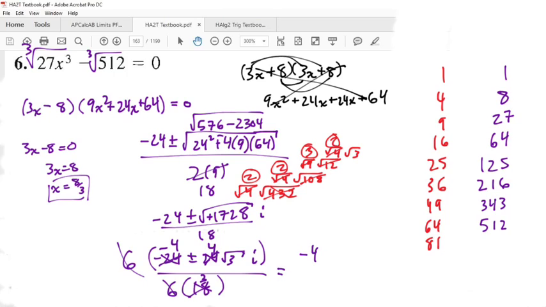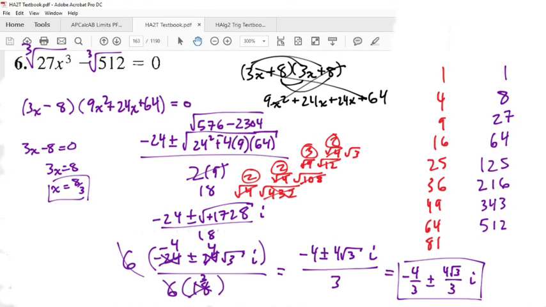So we have negative 4 plus or minus 4 rad 3 i, divided by 3. So your final answer in standard form is going to be negative 4 over 3 plus or minus 4 rad 3 over 3 i. Oh, that is a lot of business right there.